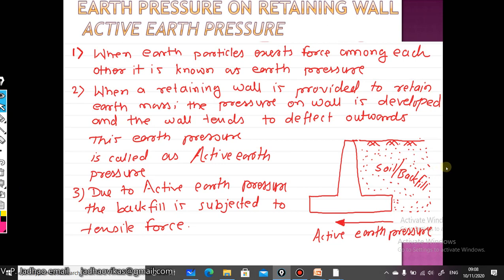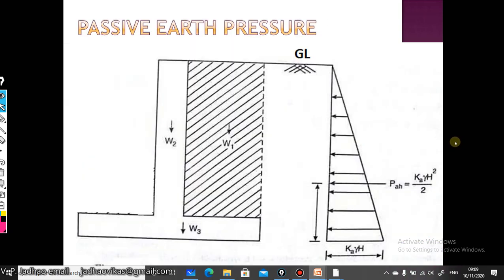Due to the active earth pressure, a tensile force will be developed in the soil mass, the backfill material, whereas due to passive earth pressure a compressive force will be developed. The same phenomenon is explained here. You can see here we have some soil mass which is to be retained on this particular side. Due to the action of this soil mass, some force will be developed on this cantilever retaining wall.